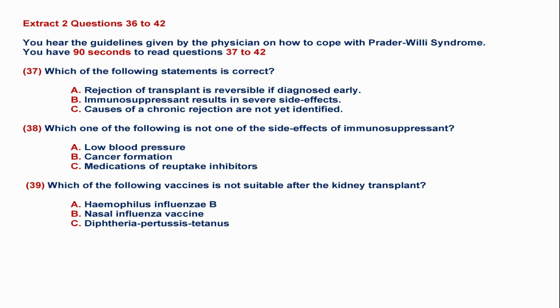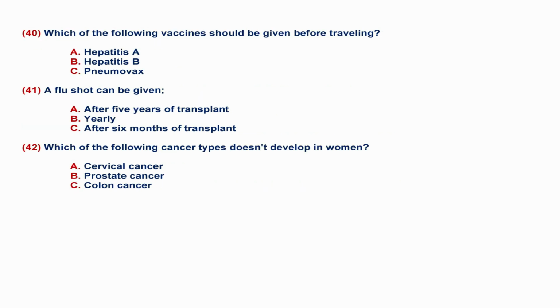The recommended vaccines are Haemophilus influenzae B, diphtheria, pertussis, tetanus. Hepatitis B is safe before transplant. Hepatitis A should be given before traveling. Neumovax, single booster after 5 years of transplant. Influenza types A and B yearly. Inactivated polio.